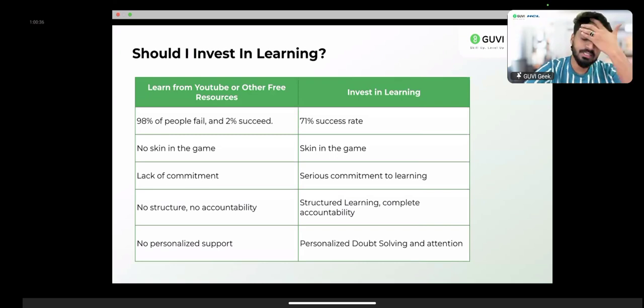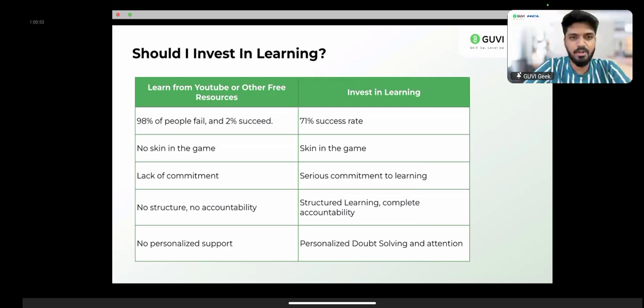So here, no skin in the game. If you are free today, you will be able to start the preparation. If you are not free today, you won't be able to start the preparation basically. So you won't have proper time management in this kind of setup. A lack of commitment, obviously, is going to be there.